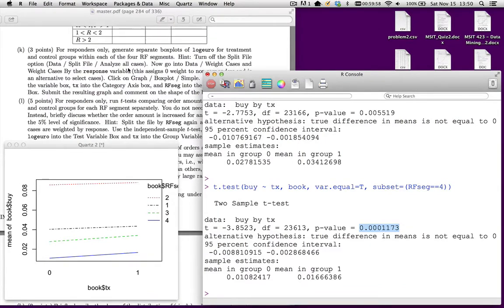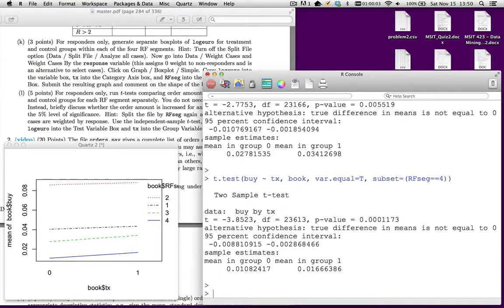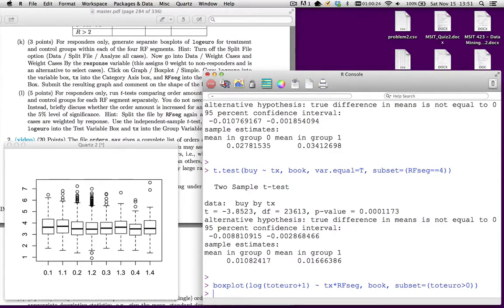Reading on, we're to now do this for basket size as well. So we could go look at the box plots. Let's go bring back that box plot command. Here it is. I can break this out by both treatment and rfseg by just adding that star operator to the formula. So now we have this is segment 1, and the box plots aren't very different. Here's segment 2, treatment and control, not much of a difference.